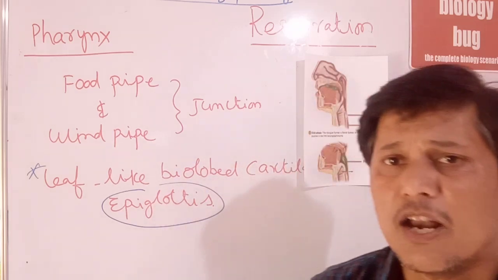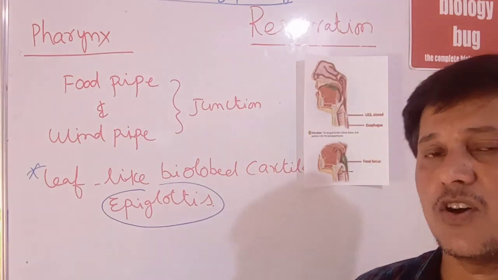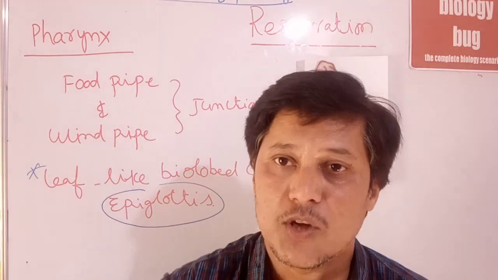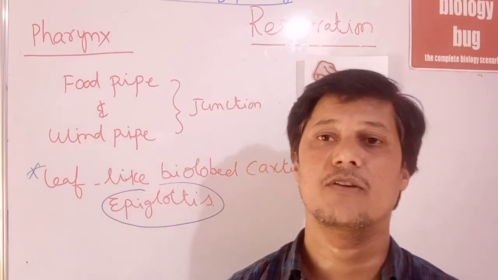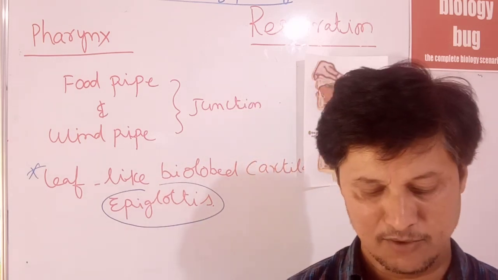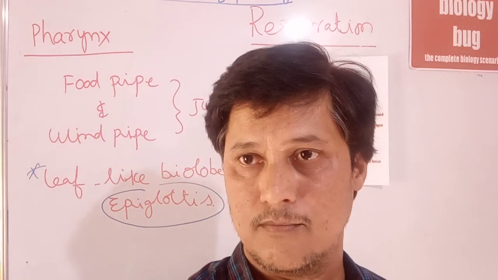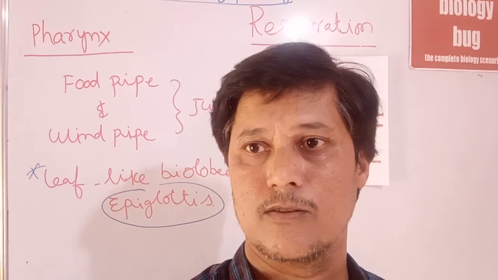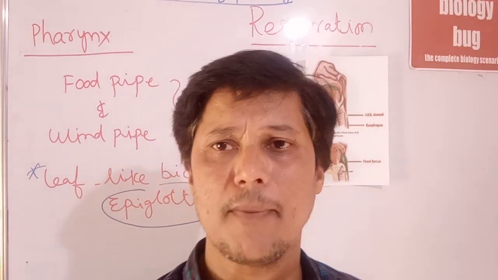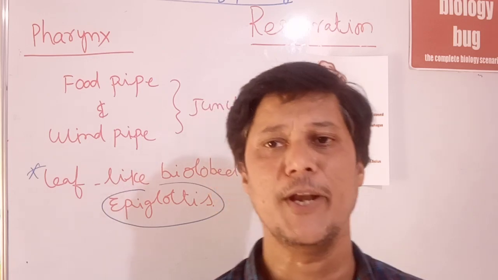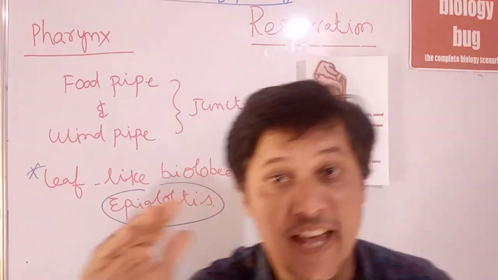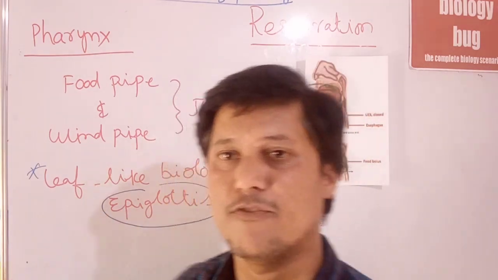So if unfortunately food enter into the trachea, then we will get choking. So food pipe is arranged behind the windpipe. Windpipe వెనకన ఎవరు ఉంటారు అంటే ఈ food pipe ఉంటుంది.